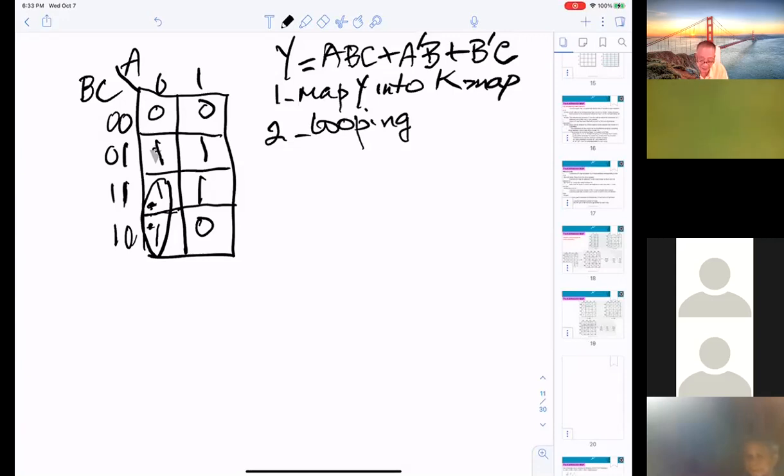So basically this loop here, the equation will be not A and B. You're looking up to see A is 0, which means not A. You're looking to the left, B equals 1 and 1, which is B. So that product will be not A and B.